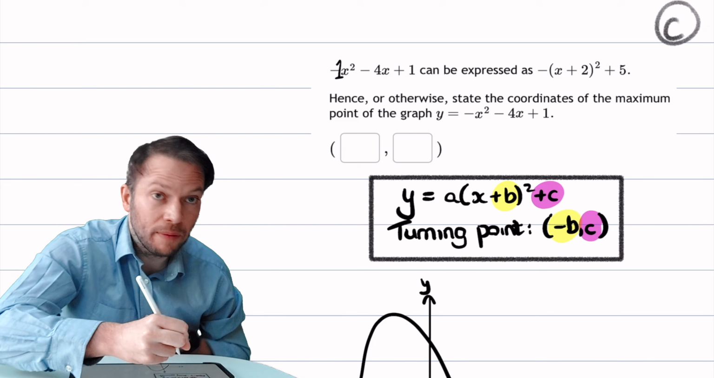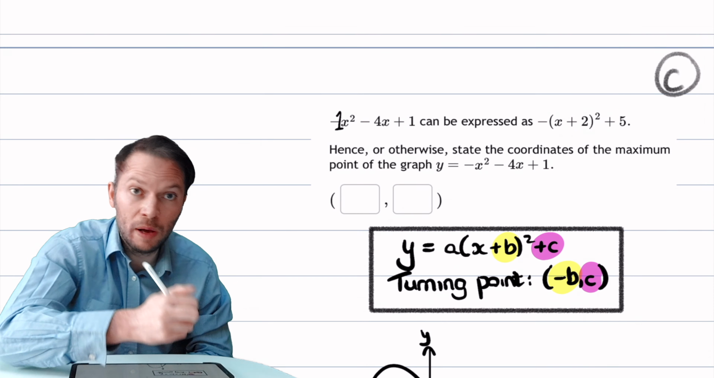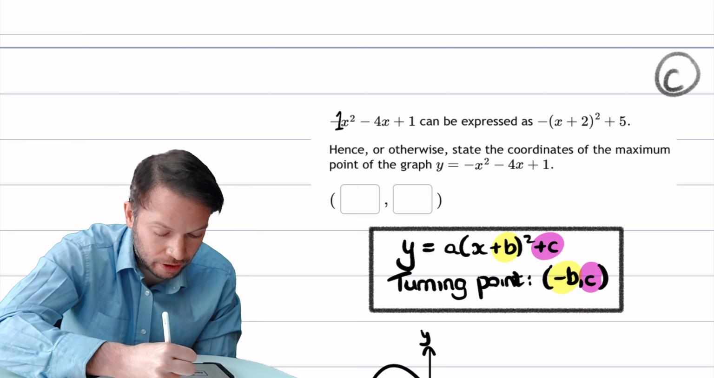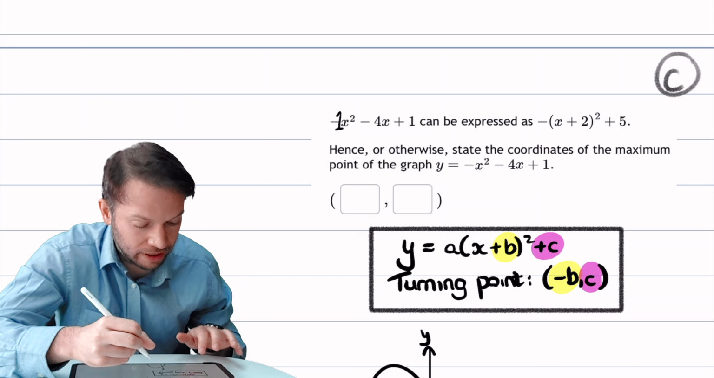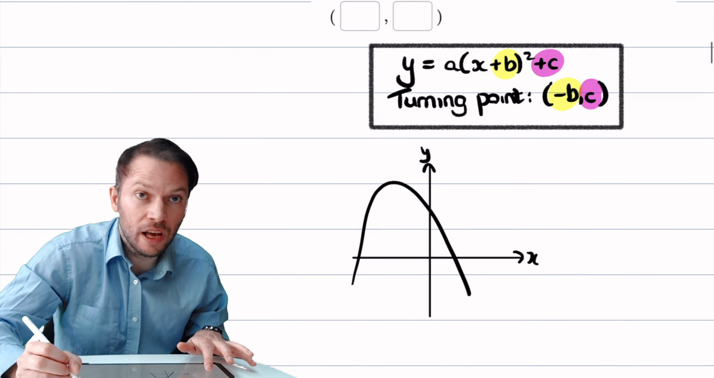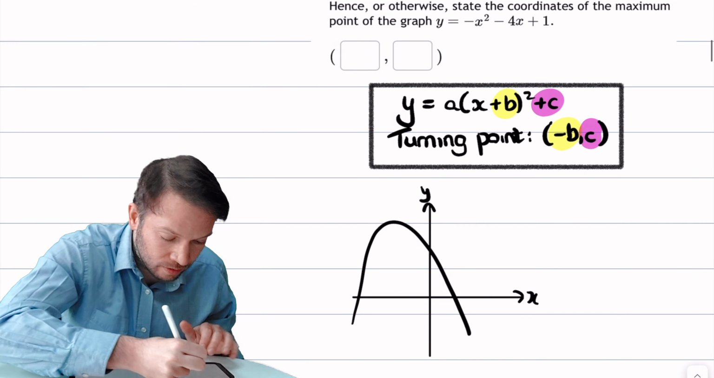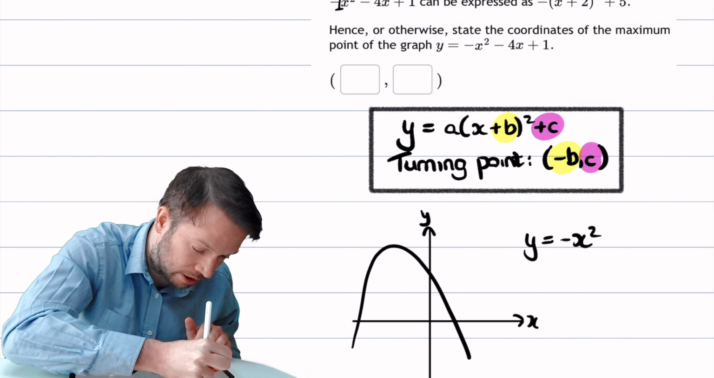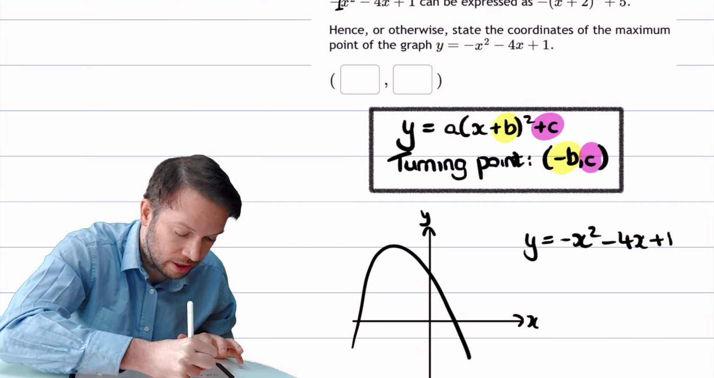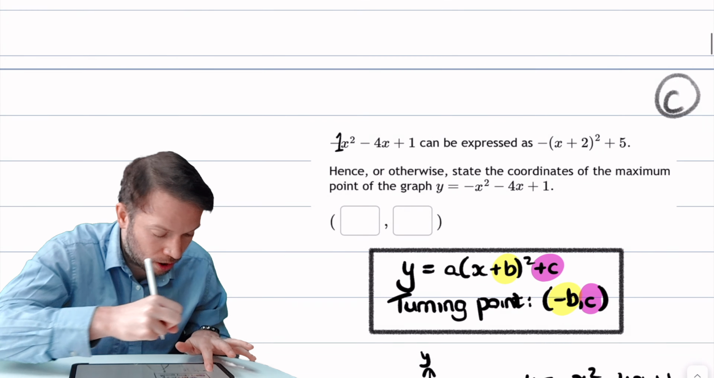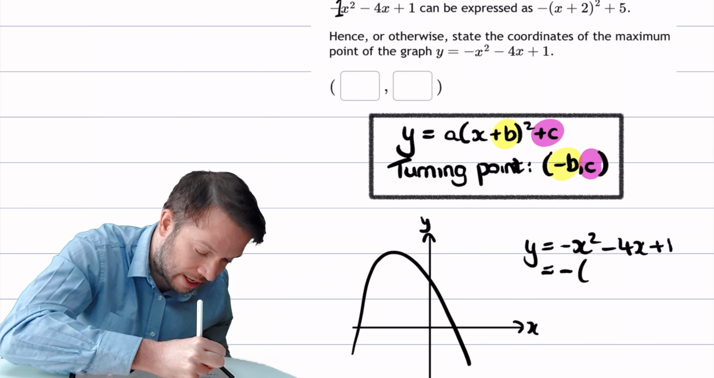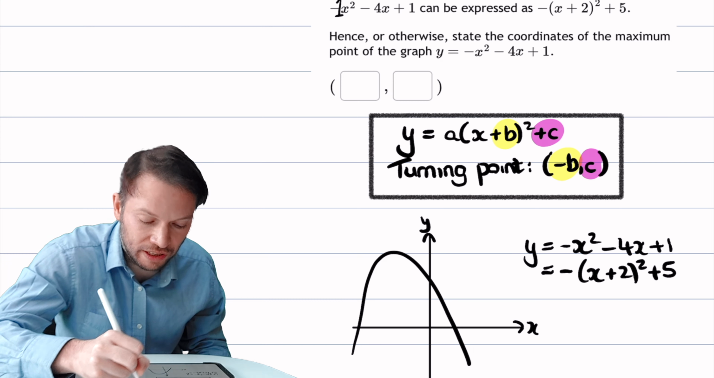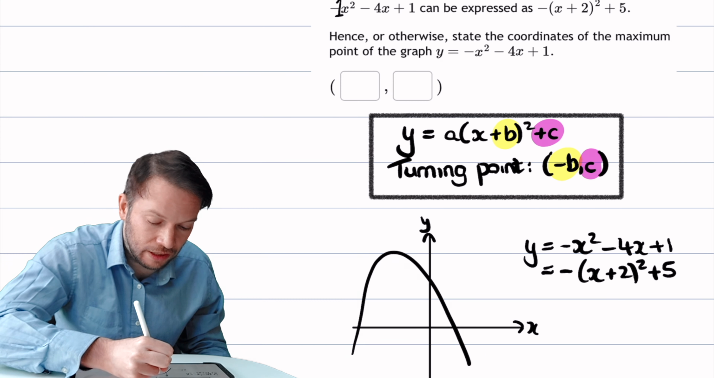We can see that if we complete the square, it can be written in this form, and we'll do that in another video. Hence or otherwise state the coordinates of the maximum point of the graph y equals minus x squared minus 4x plus 1. Now the graph is going to look a bit like this, and we're sketching y equals minus x squared minus 4x plus 1. And we're told that minus x squared minus 4x plus 1 can be written as minus (x plus 2) squared plus 5.